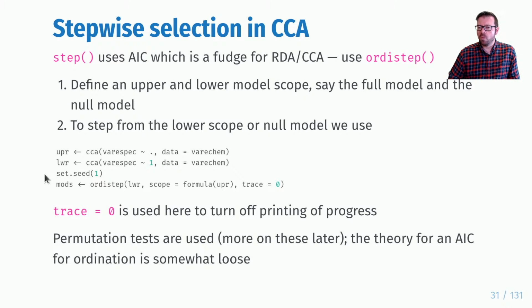So that would be one way. This would do forward selection. So it would go from the lower scope, starting with nothing in the model, and it would then add the variable that best explained variance in the response, and then it would fit models to look at which is the next best variable, and so on, and keep going until we made no improvement in the model.